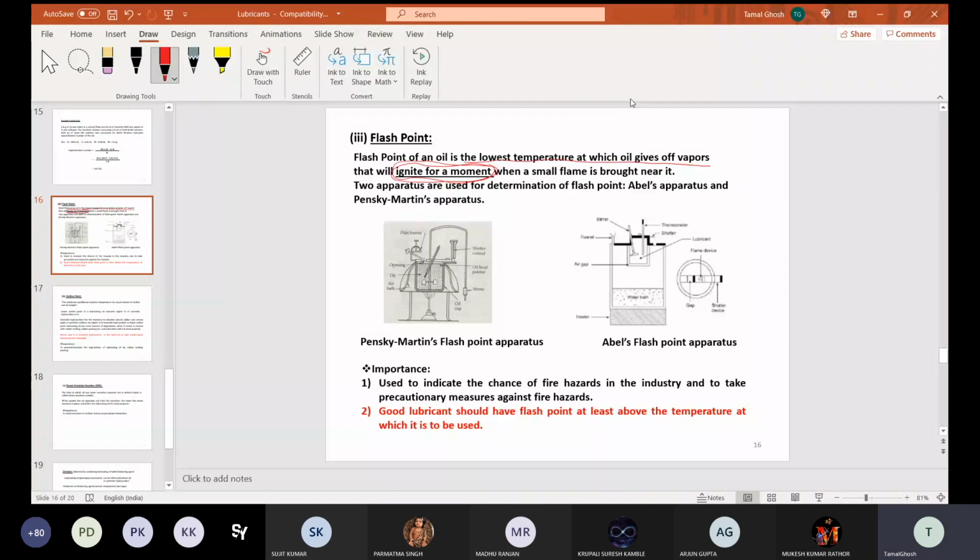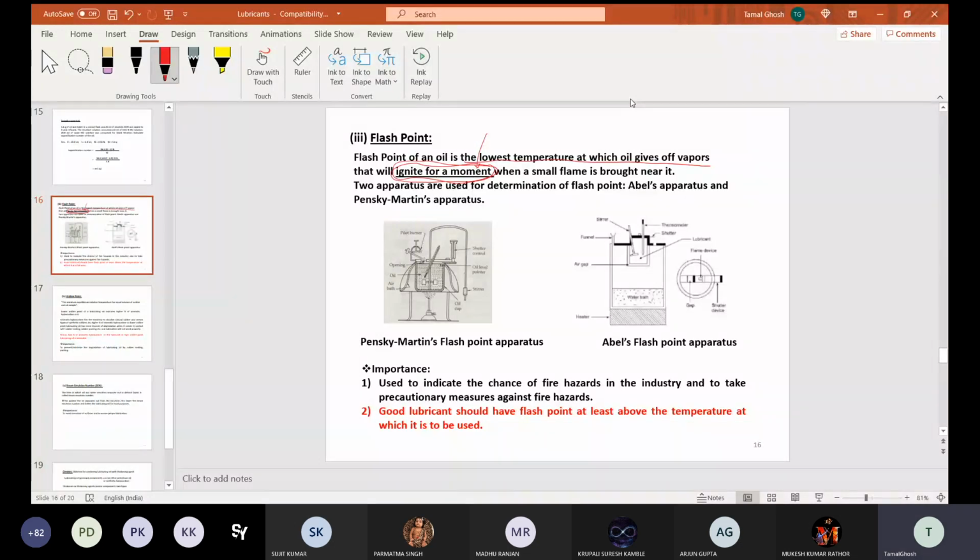This ignition will be of very short duration, maybe just 1 second. It will be observed and be on, and the next second it will be off. So it should not continue for a longer duration. Just an ignition will appear and then be off. So that is the lowest temperature at which the vapor of the oil ignites for a moment. That is basically our flash point.